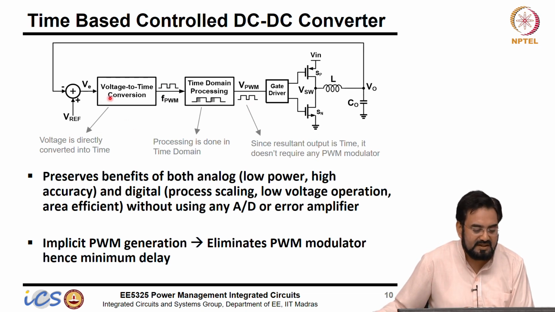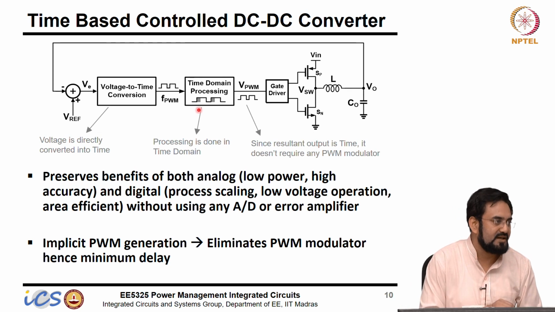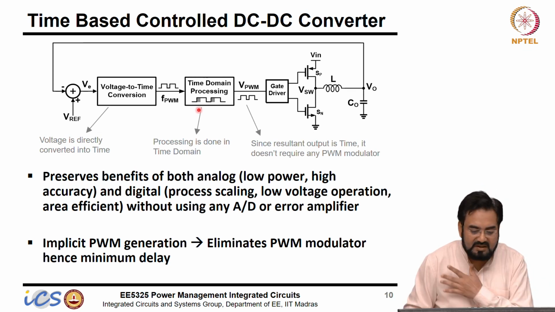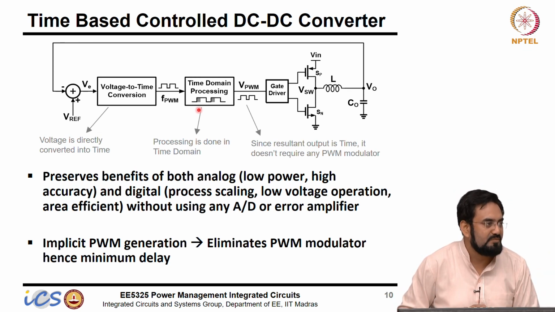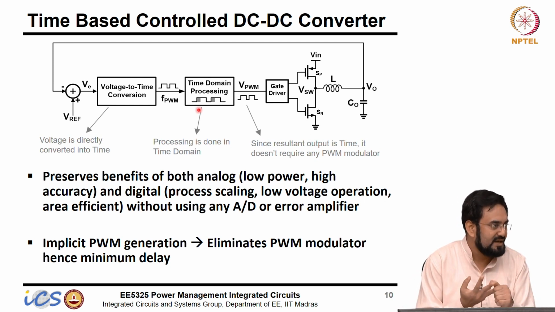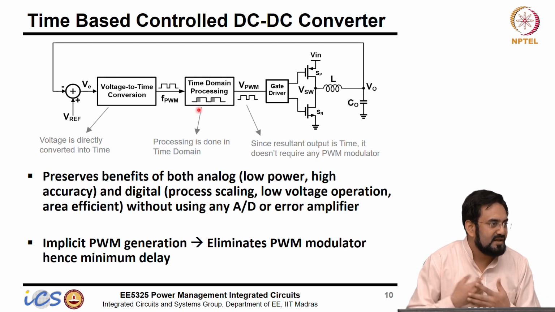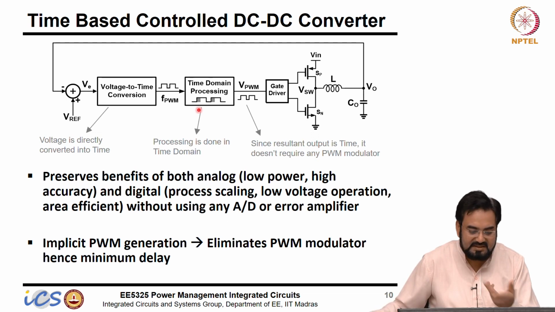So what we are doing here, upfront we are converting into time, and we will process everything in time, and my resultant will be time. So I don't require any PWM modulator here. So we got completely rid of the PWM modulator. So it has saved me a comparator. I don't require any ramp, and there is no delay associated with that. So I can run at higher speed also. So that's the main advantage.